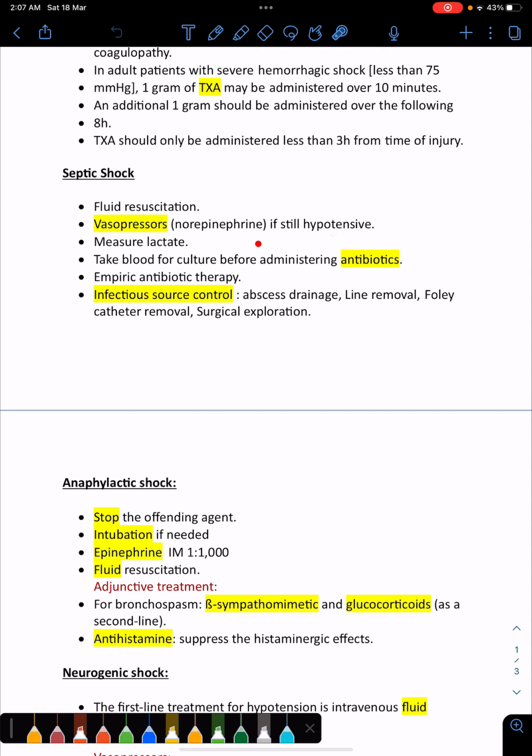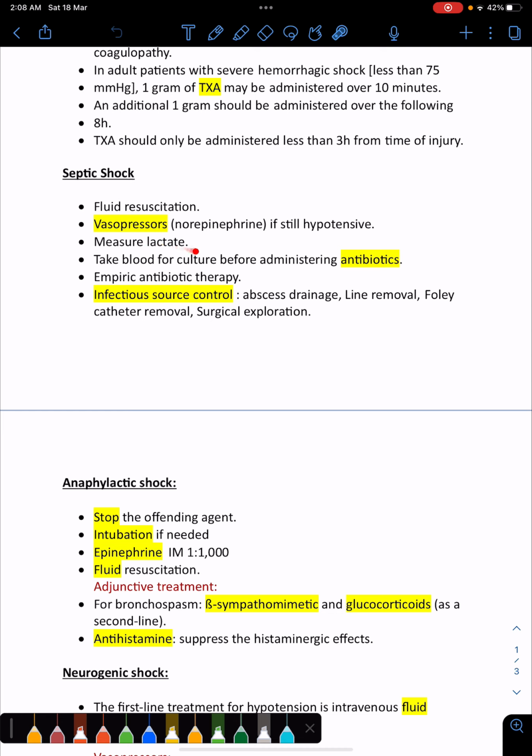because the patient is experiencing infection and has some sort of inflammatory response, which makes the blood vessels dilate. That's why we give vasopressor: to constrict those vessels and to increase the blood pressure. And for this, we give vasopressor in septic shock.